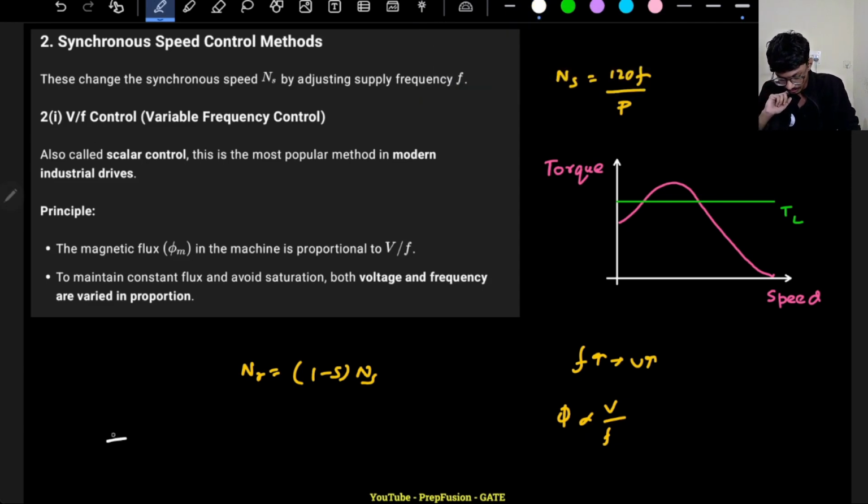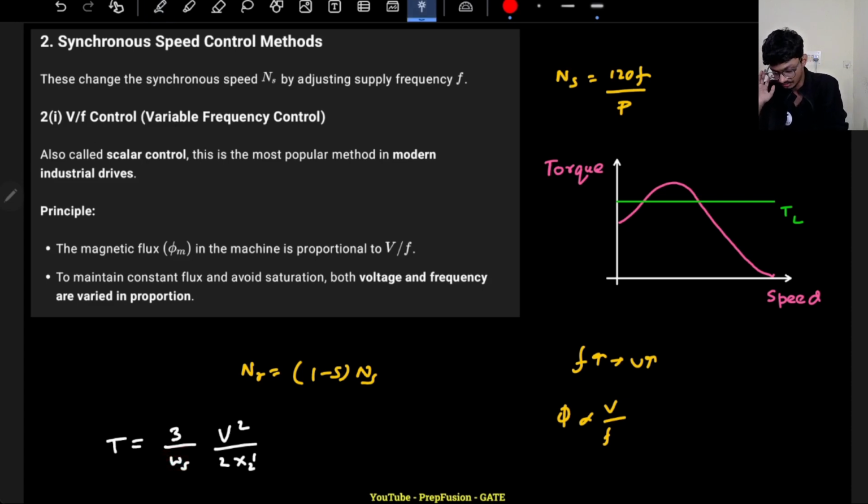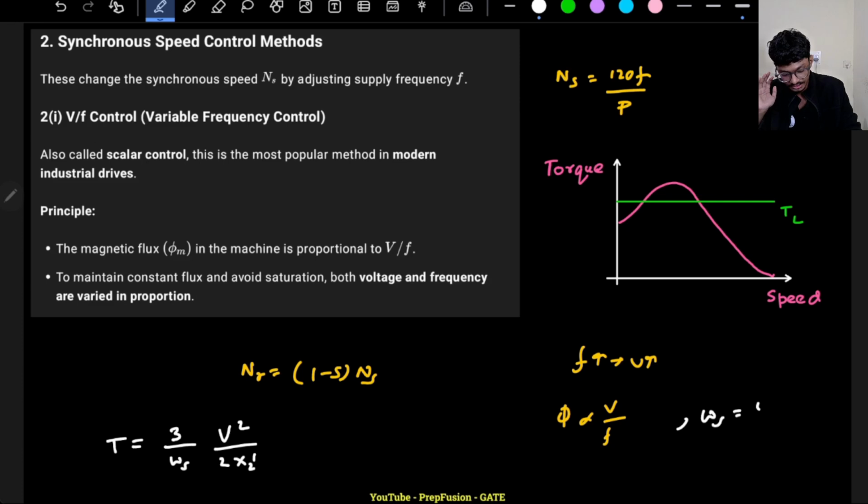If you remember, we had derived, no need to remember this, an expression for the maximum torque. What was the expression? It was 3 by omega s into v square divided by 2x2 dash. This was the expression for maximum torque. Now what are the frequency dependent terms over here? Omega s depends on frequency directly. What is omega s? In the previous lecture also we had written it. It is 4 pi f by p.